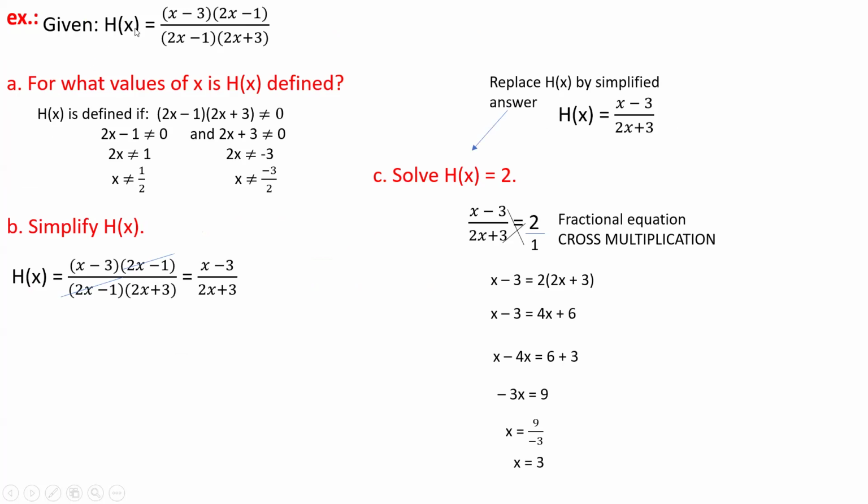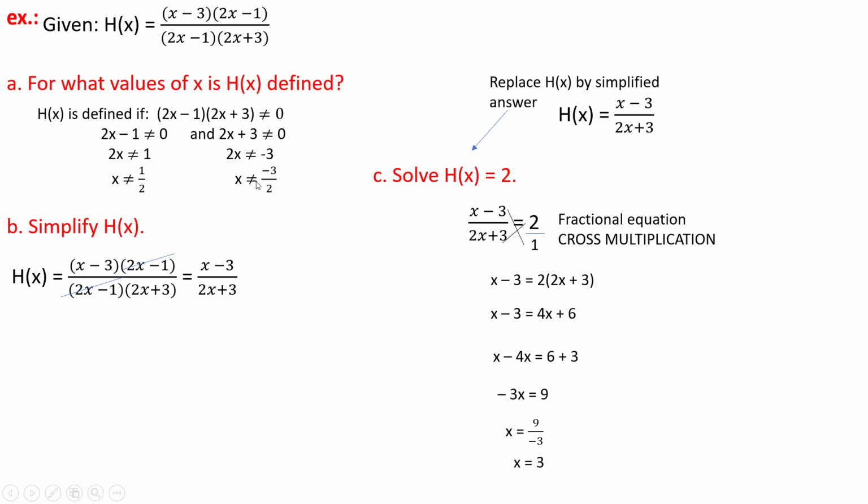So we answer: h of x is defined if, as I said, whatever I have in the denominator should be different from 0. So 2x minus 1 is different from 0. I solve it: 2x is different from 1, then x is different from 1 over 2. And 2x plus 3 is different from 0, then 2x is different from minus 3, so x is different from minus 3 over 2.